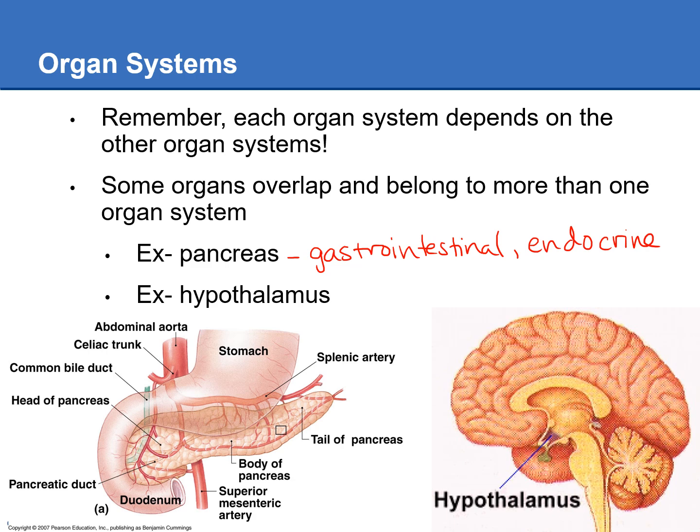And then your hypothalamus, which is located in your brain. It's right here in purple. It's right above the pituitary and right below the thalamus. The hypothalamus belongs to two organ systems. The obvious one is that it's part of the nervous system because it's part of your brain. And then it's also part of the endocrine system because it does produce hormones as well.